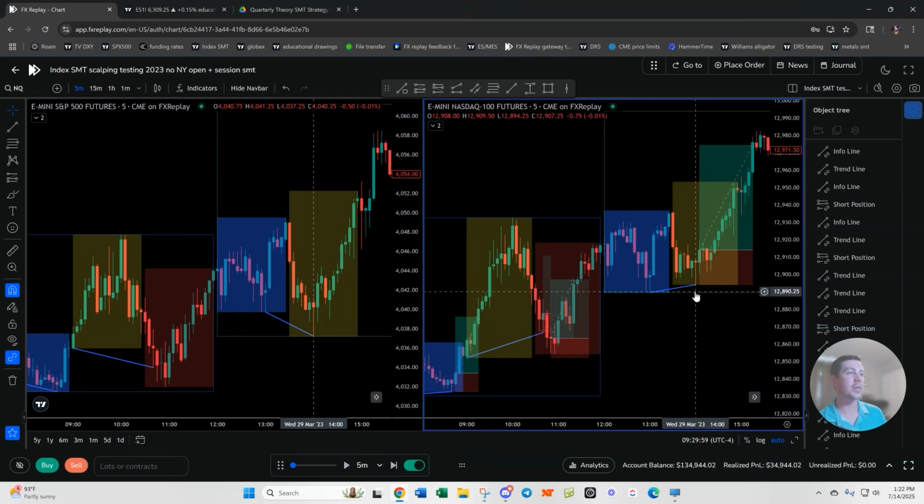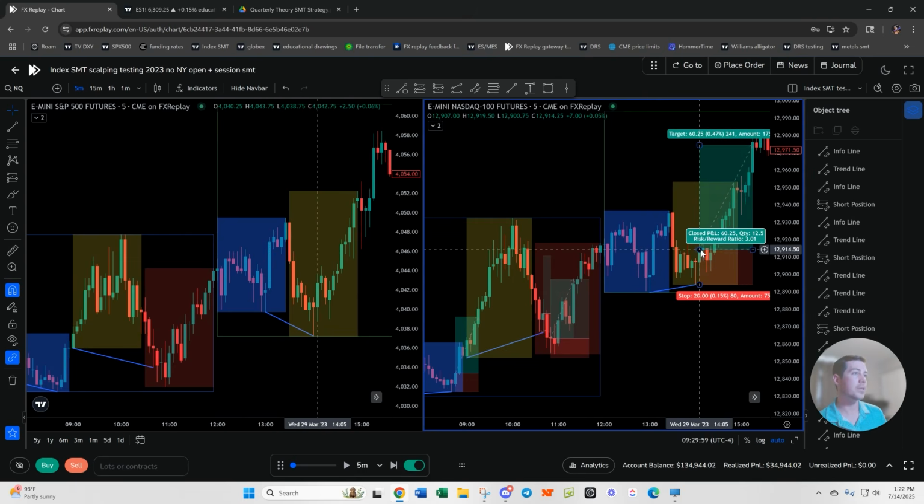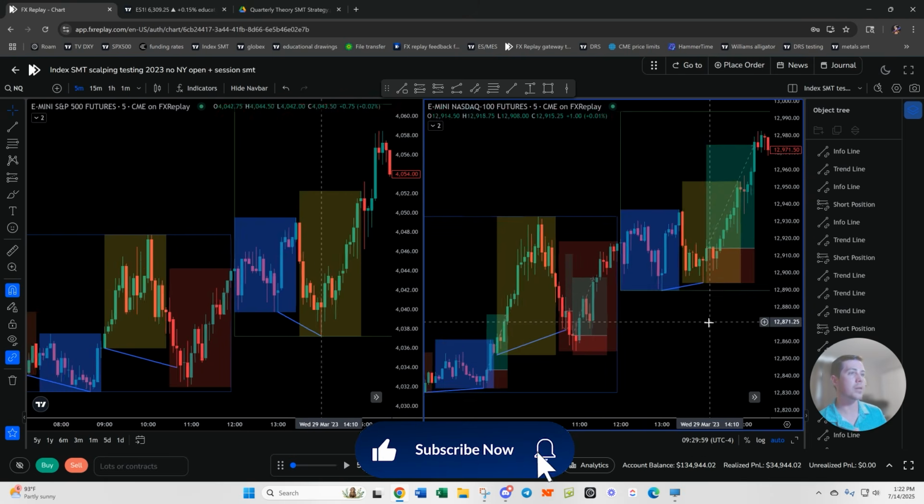We had one final one here where we had a bullish SMT, a higher low on NQ and a lower low on ES, followed by an engulfing candle. So we entered here at a market order, stop at the low, and targeted 3R.